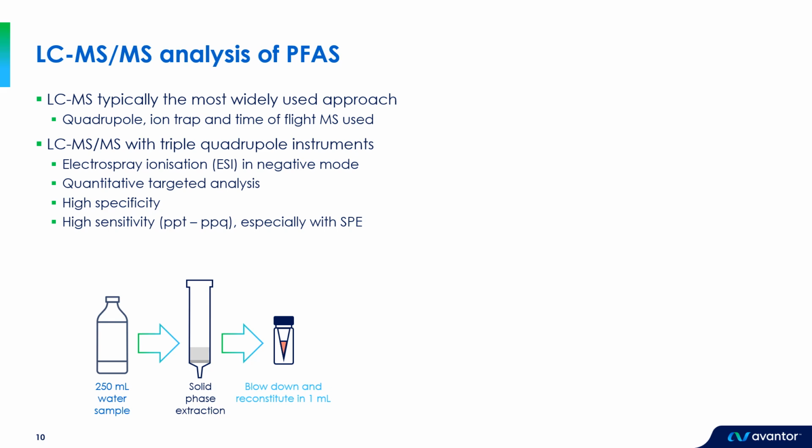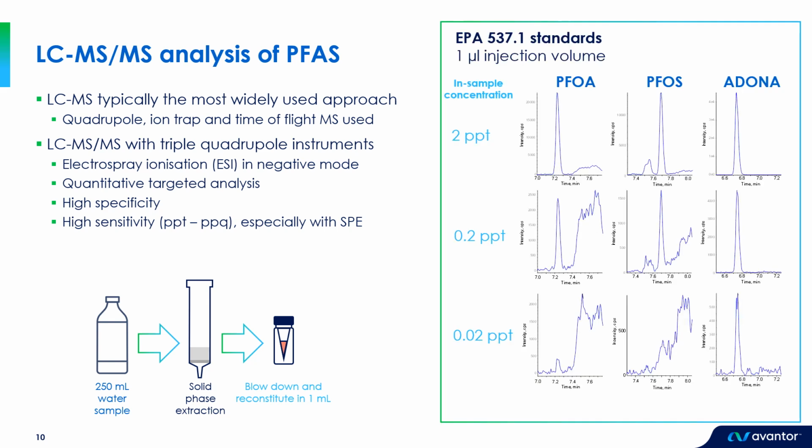And this data gives an example of some of the low-level detection that we can look to achieve. This data was generated using the EPA 537.1 method for drinking water, which utilizes that pre-concentration approach. And we can see at the top we can readily detect PFAS at the 2 parts per trillion level, which is around those regulatory limits that we discussed earlier. If we take the concentration 10 times lower, we can still readily detect our PFAS. And if we go even lower, down to 20 parts per quadrillion at the bottom, we can still, in some cases, detect our target compounds.